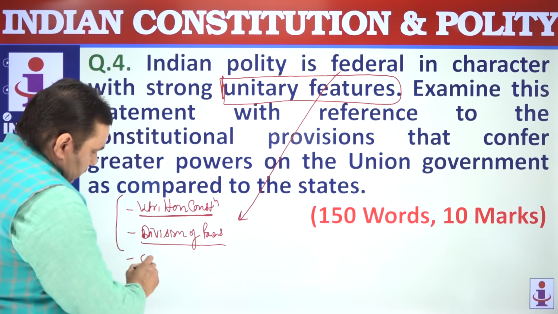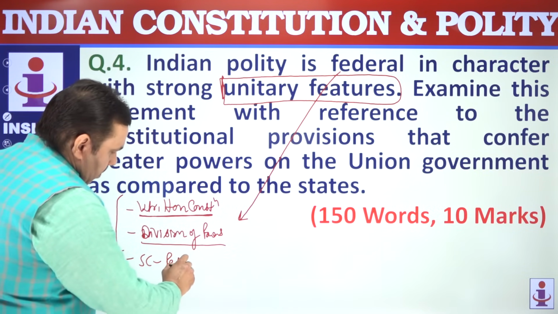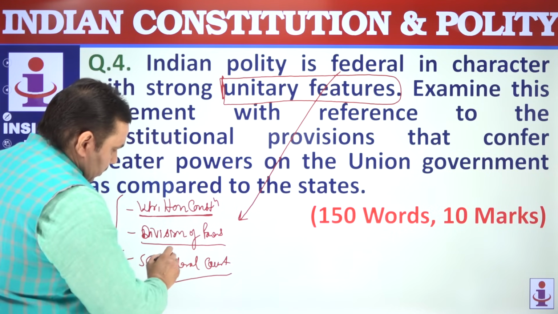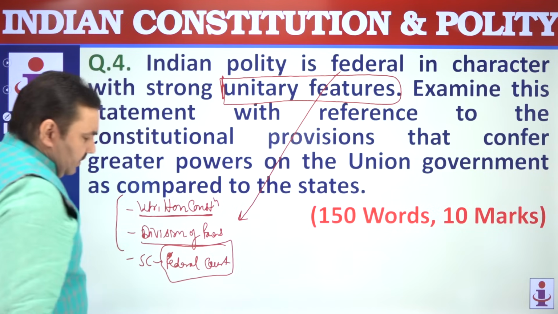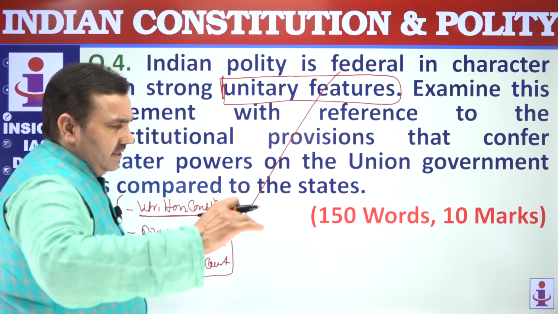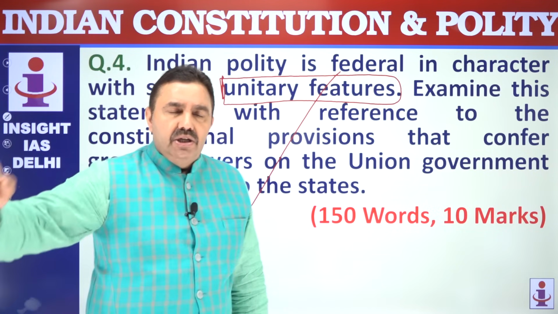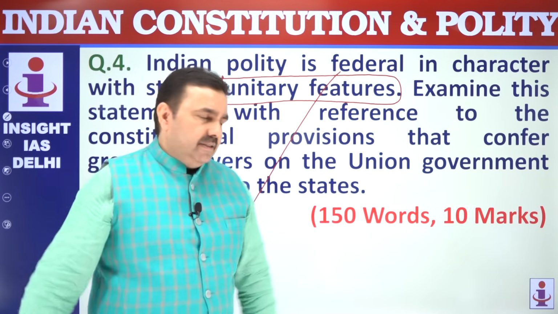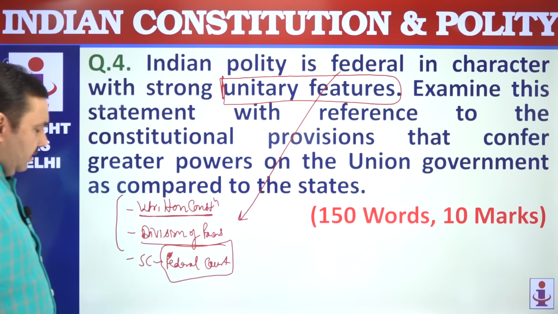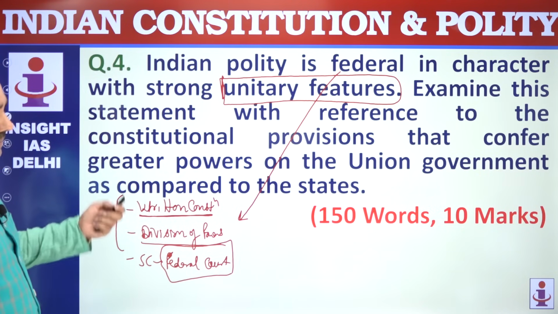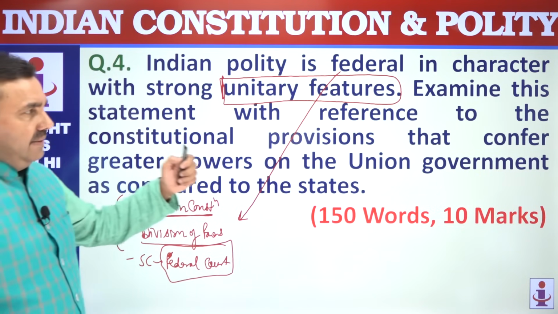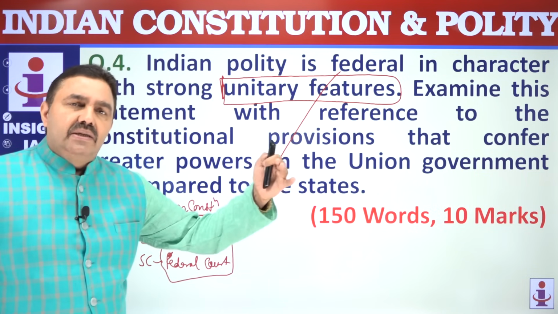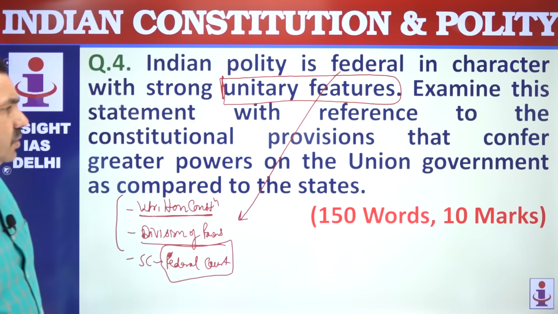The Supreme Court is also a federal court because it deals with the issues related to center and states, center and one state, or center and multiple states, as well as issues between two or more states. So the Supreme Court is also a federal court. All these things indicate that Indian polity has federal elements. This is supposed to function in a federal manner in terms of the relationship between center and the states. But it has strong unitary measures.